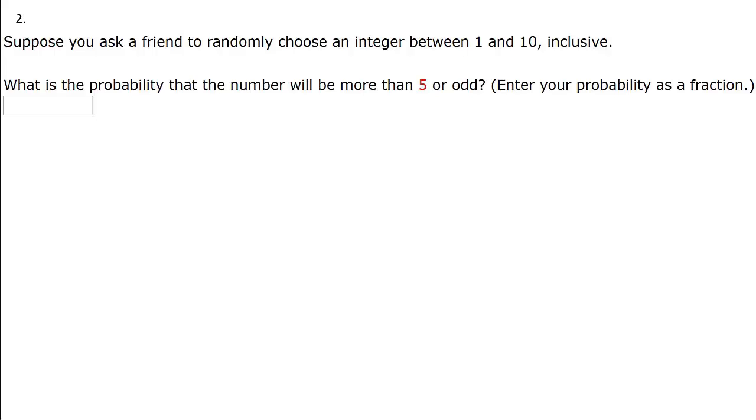Number 2. Suppose you ask a friend to randomly choose an integer between 1 and 10 inclusive. What is the probability that the number will be more than 5 or odd? Enter your probability as a fraction. First of all, we're looking at the numbers 1 through 10, or the integers 1 through 10.